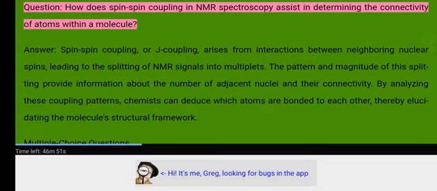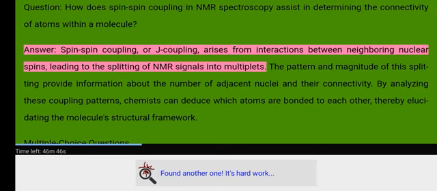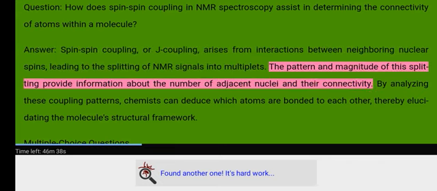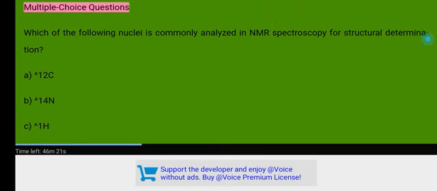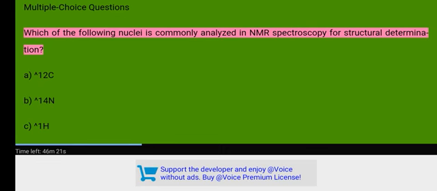Question. How does spin-spin coupling in NMR spectroscopy assist in determining the connectivity of atoms within a molecule? Answer. Spin-spin coupling, or J-coupling, arises from interactions between neighboring nuclear spins, leading to the splitting of NMR signals into multiplets. The pattern and magnitude of this splitting provide information about the number of adjacent nuclei and their connectivity. By analyzing these coupling patterns, chemists can deduce which atoms are bonded to each other, thereby elucidating the molecule's structural framework.